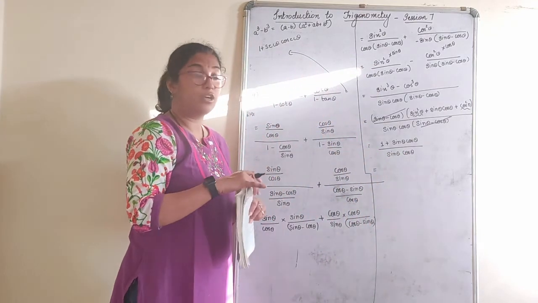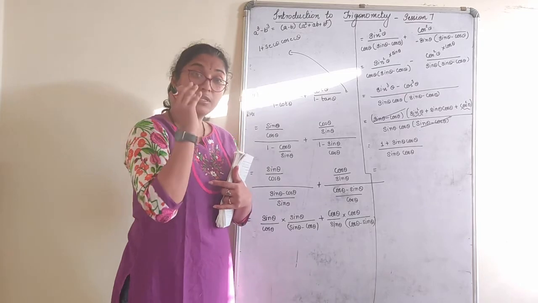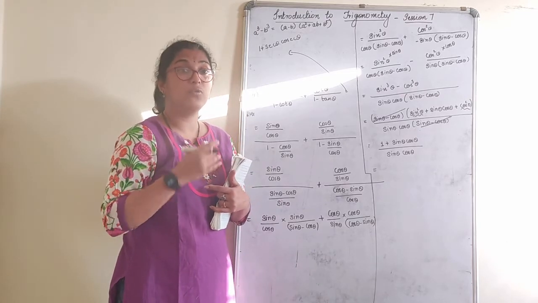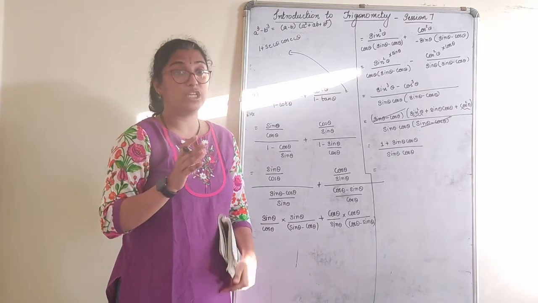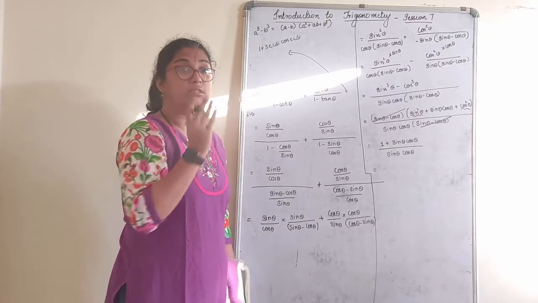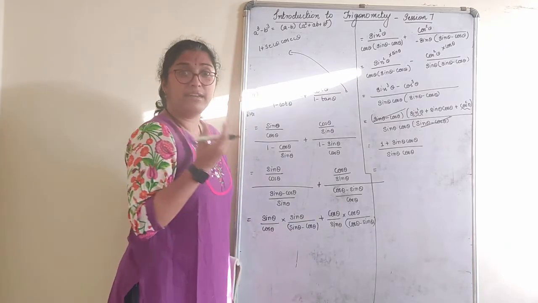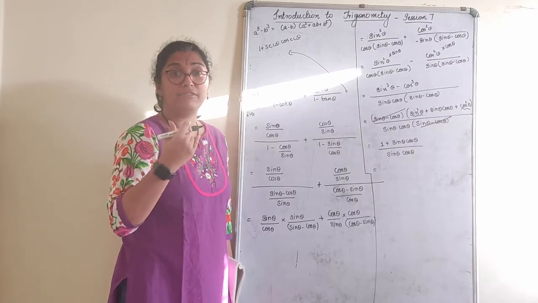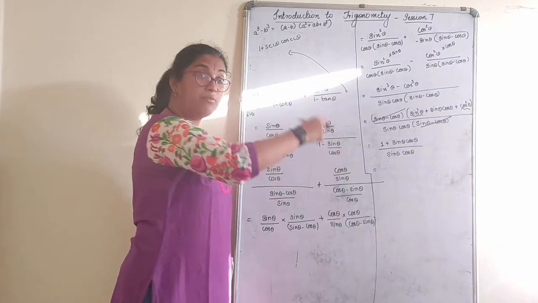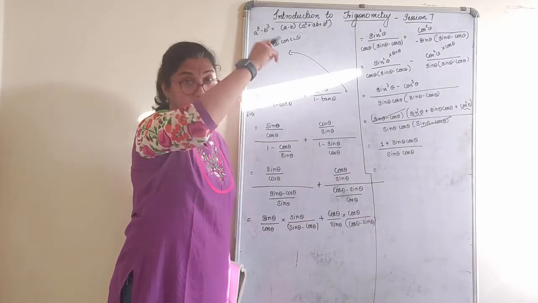Come to the first sum, what we had done. When the numerator was a single term, what did we do? We tried to divide it individually. Remember that and use it. Wherever possible, if the denominator is a single term, see if you can divide it individually. That is one more important point you can write down.